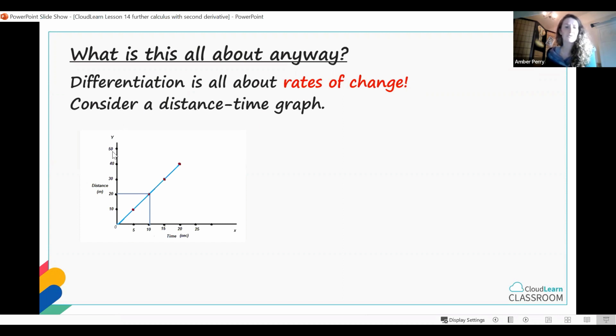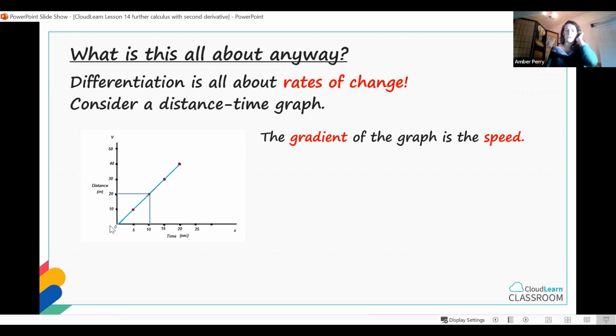We're all used to the idea that if we divide distance by time, we get speed. So the gradient of the graph is the speed on a distance time graph. Imagine I'm walking along, and as time goes on, after 5 seconds, I've walked 10 meters. After 10 seconds, I've gone 20 meters and so on. So you can calculate my speed from this. If I've walked 40 meters in 20 seconds, I'm walking at a pace of 2 meters per second. So I can work out my speed.